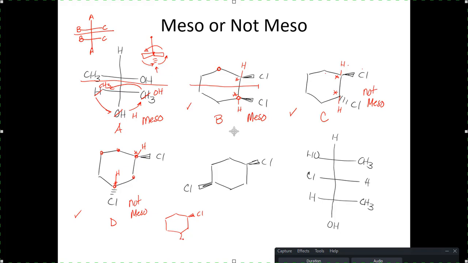If the chlorines were on the same dashed wedge, then the mirror plane could cut like this, and we would cut the molecule in half. This carbon and this carbon would not be chiral, but then again, they're not chiral anyway because they have 2 hydrogens attached to each one. And remember, when you have 2 of the same groups attached, it's not chiral anymore. All right, so now molecule E.